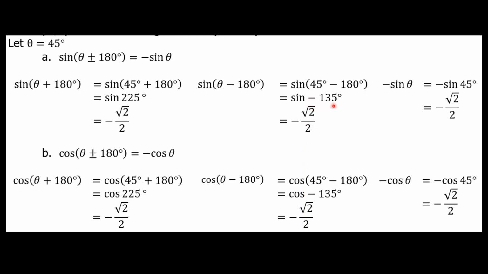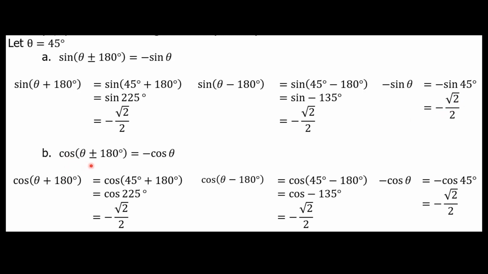Negative 135 degrees and 225 degrees are what we call coterminal angles. Then certainly they have the same values. Negative sine theta, so you see there is equality here. Sine 45 degrees is square root of 2 over 2, and because there is a negative sign here, then it is negative square root of 2 over 2.